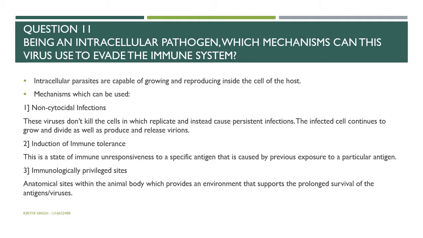Number two, induction of immune tolerance. This is a state of immune unresponsiveness that is specific to a particular antigen, induced by previous exposure to that antigen. Number three, immunologically privileged sites. These are anatomical sites within the animal body which provide an environment that favors a prolonged survival of antigens or viruses.